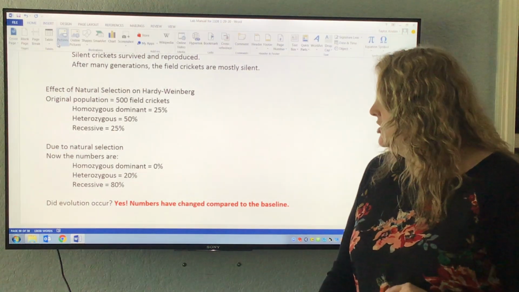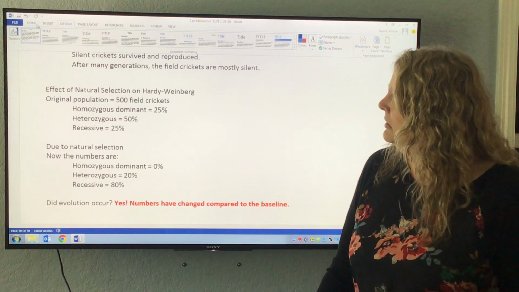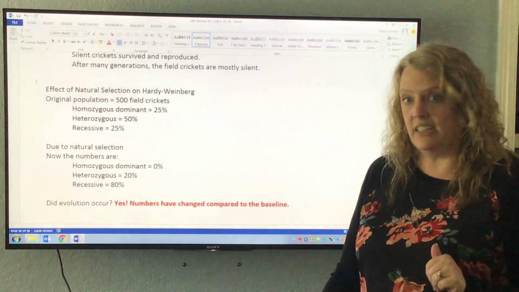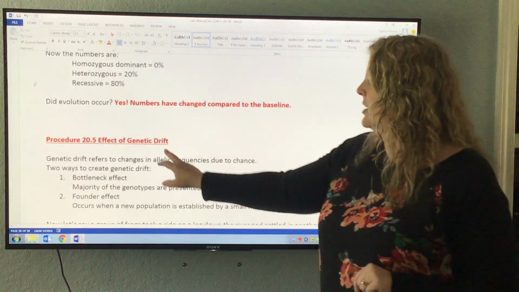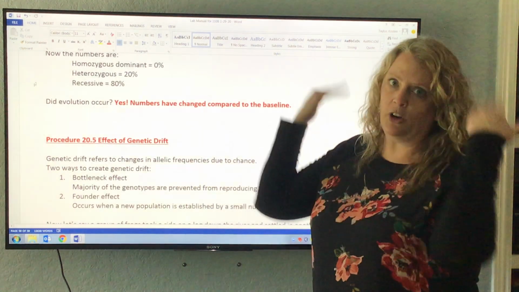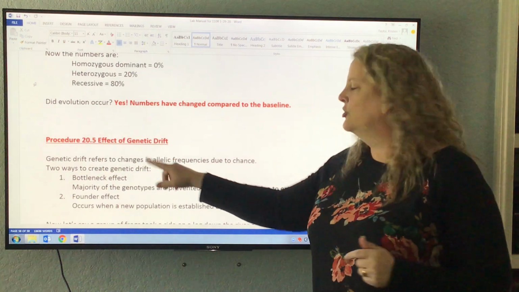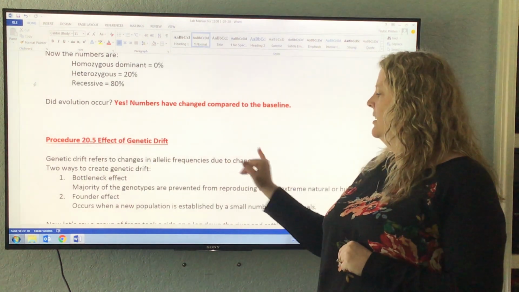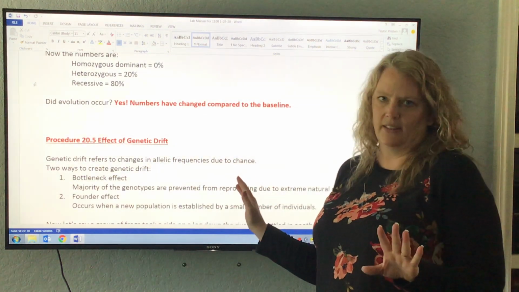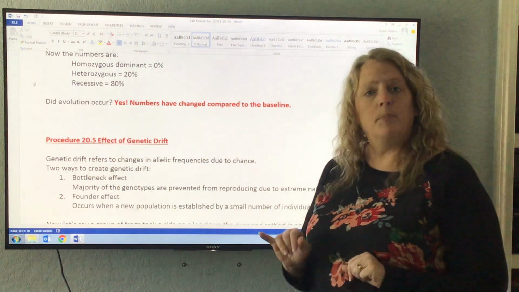Okay, that's natural selection. Now we're moving on to the next exercise, which is we were talking about genetic drift. You remember in the beginning of the lab, this will cause evolution totally by chance. Totally by chance. Now, genetic drift can happen one of two ways.